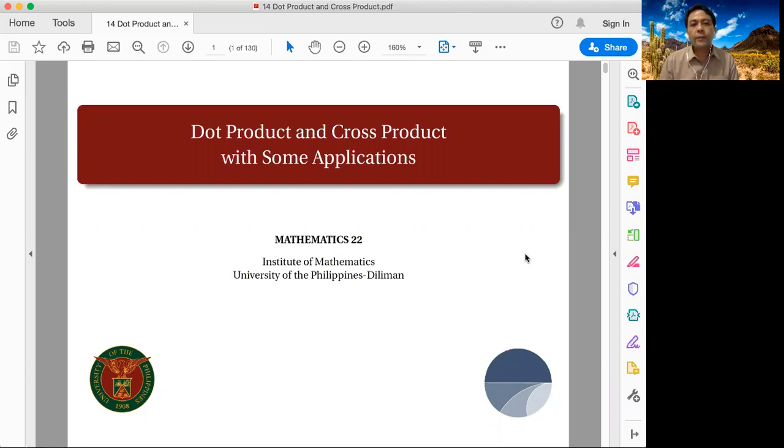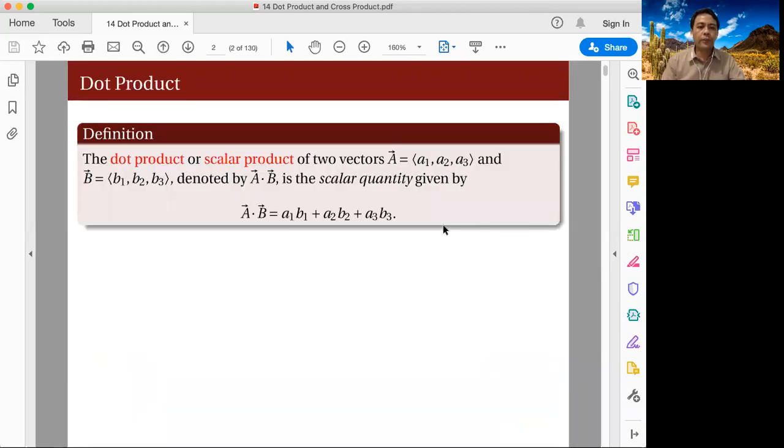I will be discussing today two operations that involve vectors. And these two operations are specifically the dot product and cross product of vectors with some applications. So firstly, let's begin with the dot product.